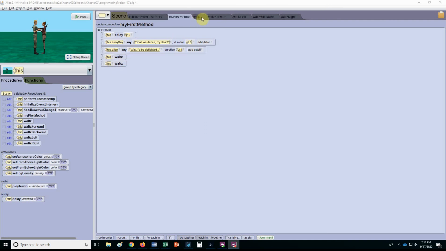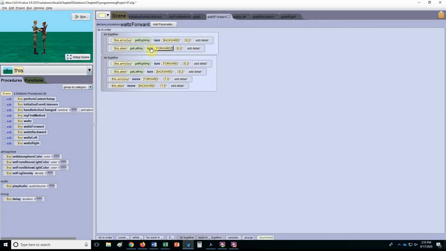Here's the method called waltz. And it calls a forward movement, a left movement, a backward movement, and a right movement. So let's look at the forward movement. We move together. We move one person's right hip and the other person's left hip the same amount. One of them backward, one of them forward. They have to be opposite because it's a mirror image, because they're on opposite sides. And they do that together.